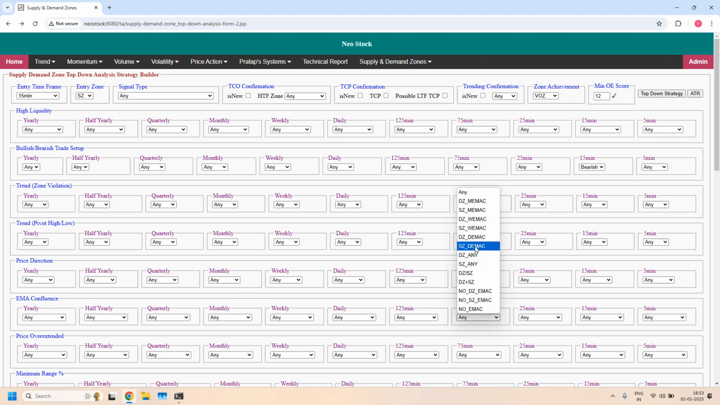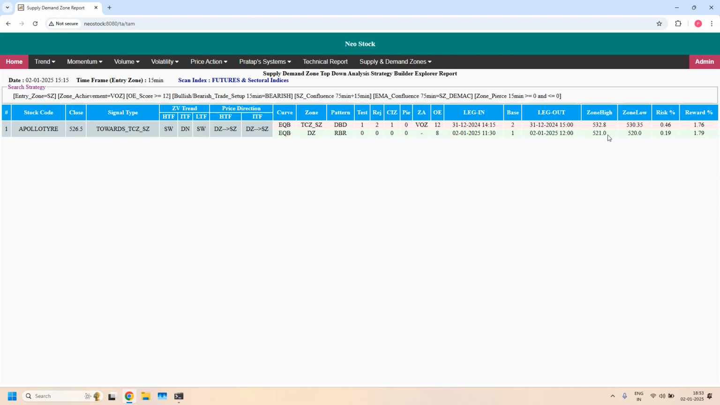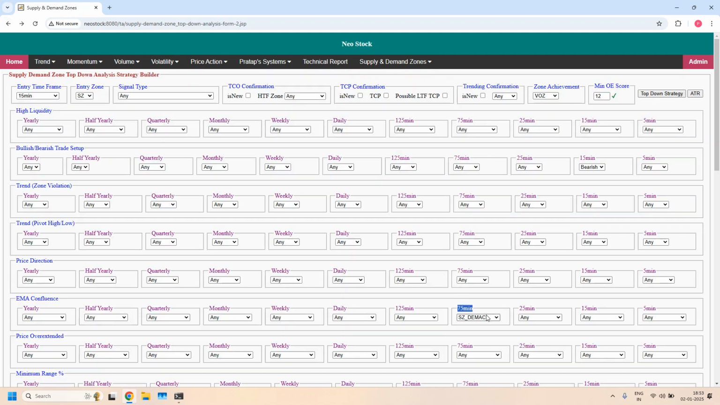So I am enabling the filter, 75 minute supply zone with daily EMA confluence. We got 1 stock. So this is an even more high probability trade setup supported stock. It has already been tested 2 times. Okay, next let us filter based on LTF, ITF and HTF supply zone confluence. Removing the EMA filter.